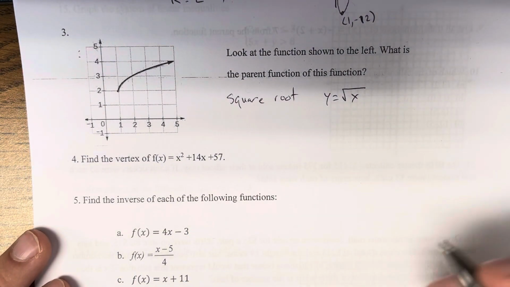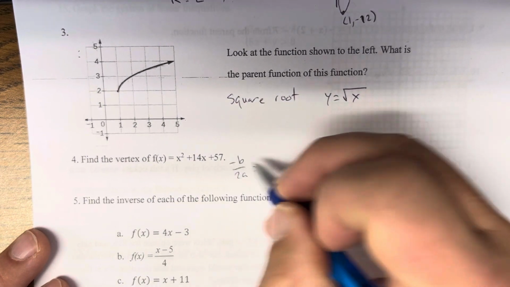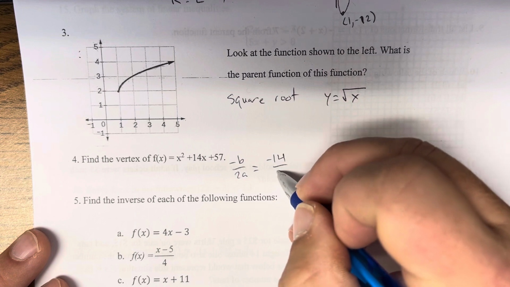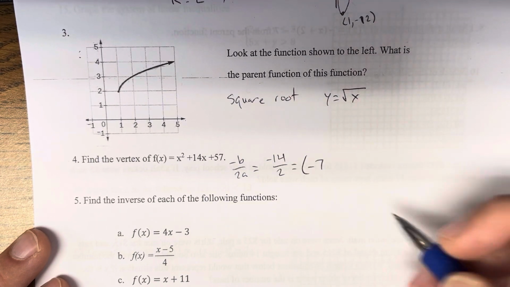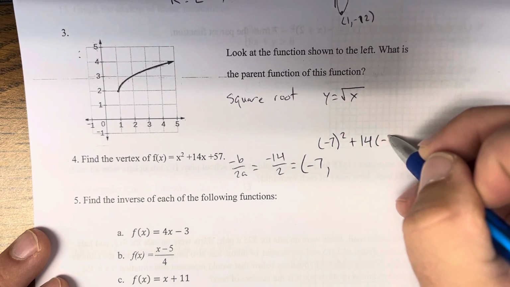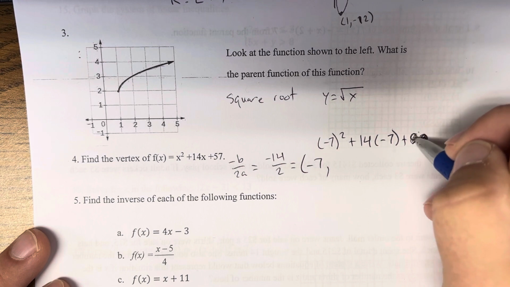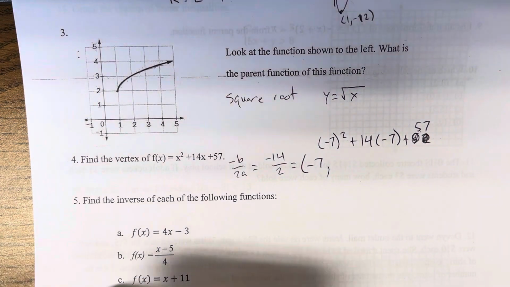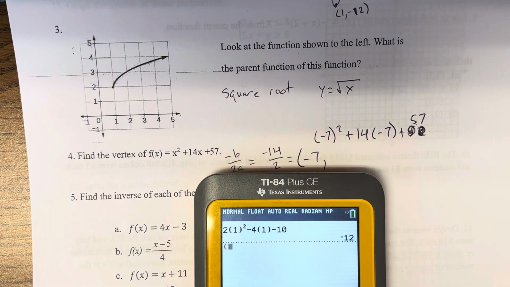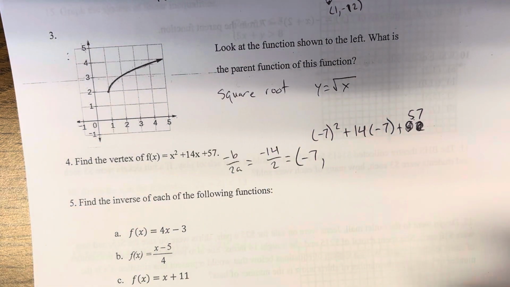Find the vertex of this equation, just like we did on number 2 earlier. We're going to do the negative b over 2a, which is going to be negative 14 over 2 times 1, which is going to be negative 7. And then we'll take that negative 7 and plug it into our calculator. Oh, not 52, 57. All right, so we'll just plug that in. Make sure you put in negative 7 in parentheses squared on the outside, plus 14 times negative 7 plus 57 gets 8.